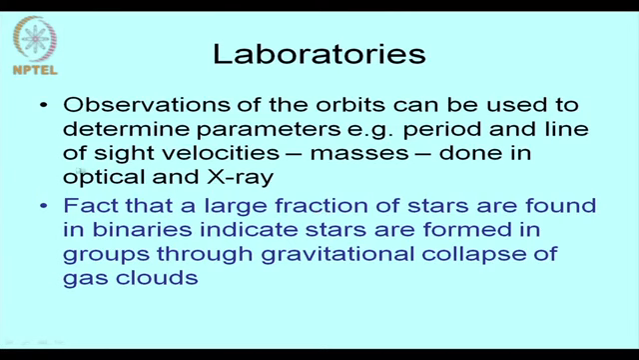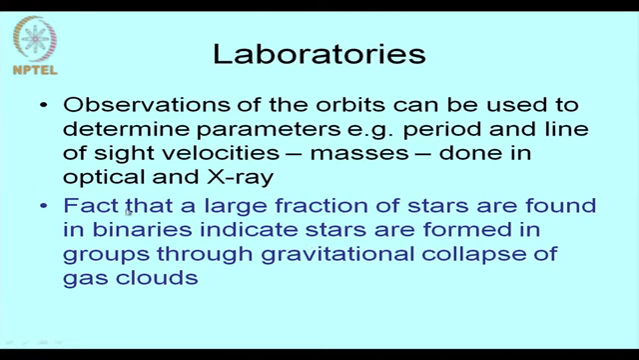So, for individual stars, it is very difficult to determine the mass, but if you have a binary system, you can determine various parameters about the stars like the mass, and this is done in optical and in X-ray. So, they are very useful laboratories where you can determine different parameters from the period and the line of sight velocity. You can determine the mass of the stars.